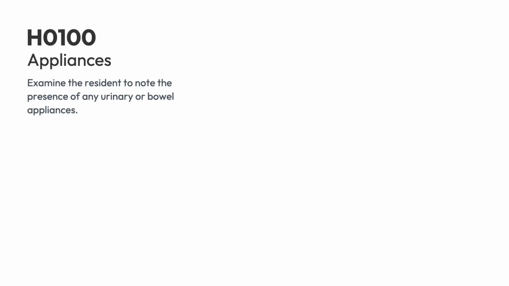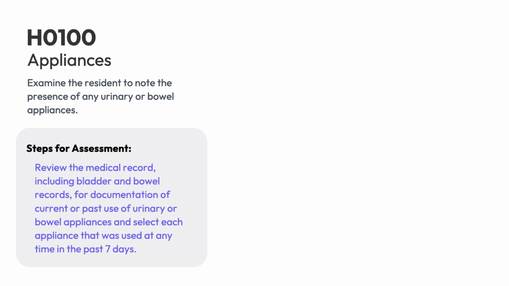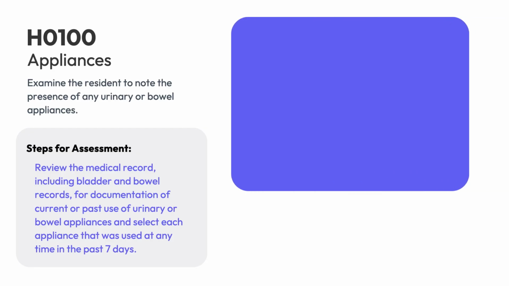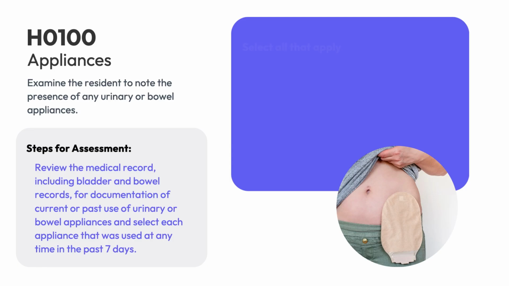Our section begins with item H0100, appliances, where we will examine the resident to note the presence of any urinary or bowel appliances. For this item, review the medical record, including bladder and bowel records, for documentation of current or past use of urinary or bowel appliances, and select each appliance that was used at any time in the past 7 days.